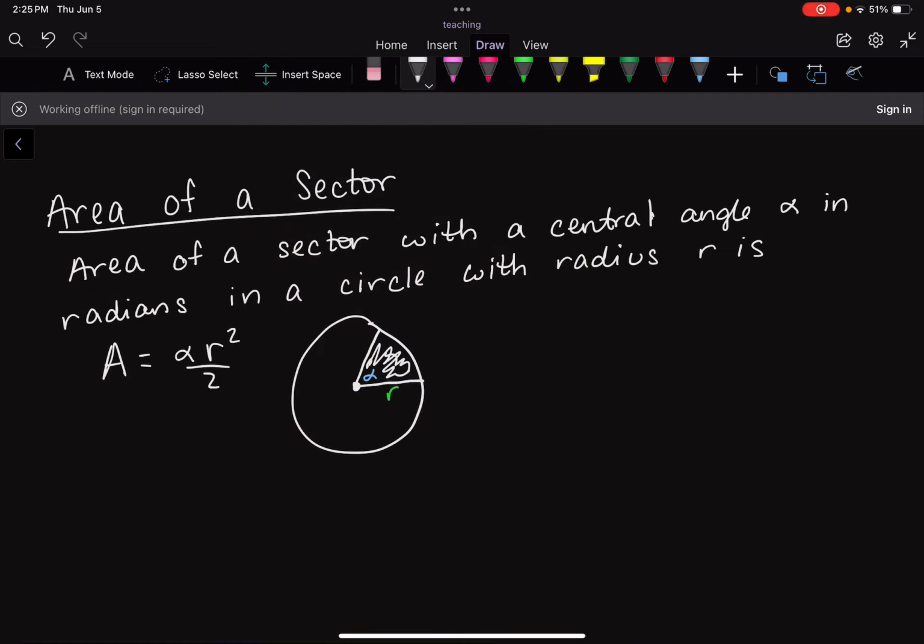Now I do want to show you a little bit like where this formula actually comes from. So if we look at just area of a circle, area of a circle is pi r squared.